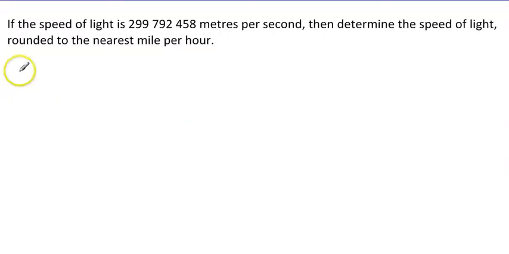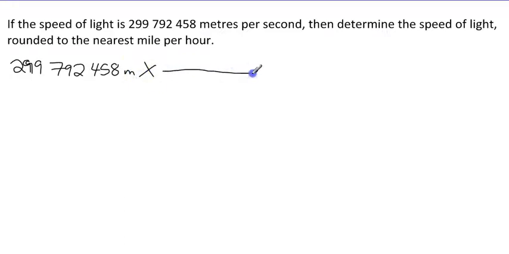If the speed of light is 299,792 meters per second, determine the speed of light rounded to the nearest mile per hour. Oh, okay. Well, this time, I've been a little sloppy in some of the conversions, like kilometers per hour to miles per hour, just saying let's change kilometers to miles. But now we've got meters per second. So you know what? I want to make life easy on myself. Let's just convert the meters to miles.